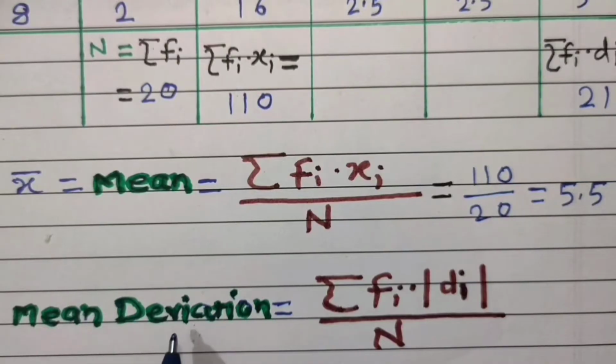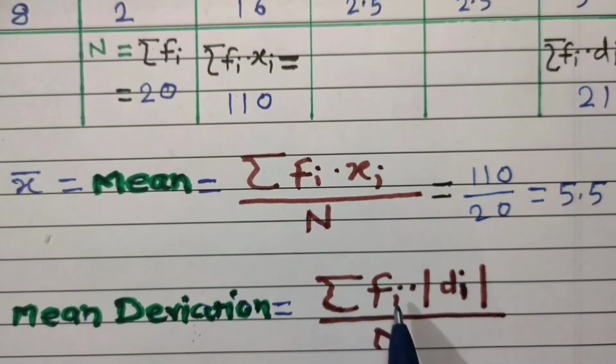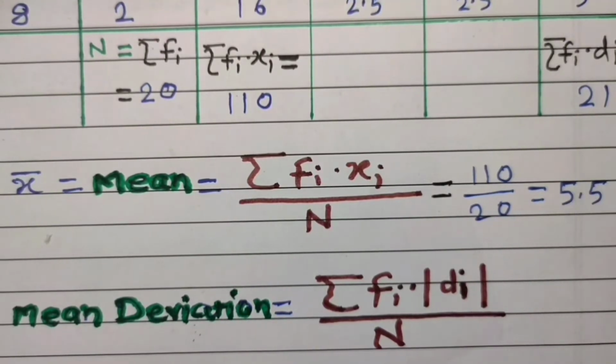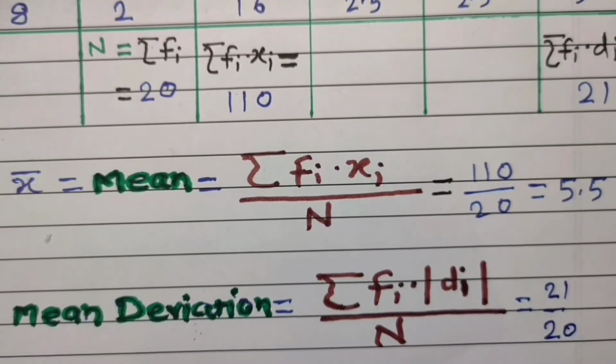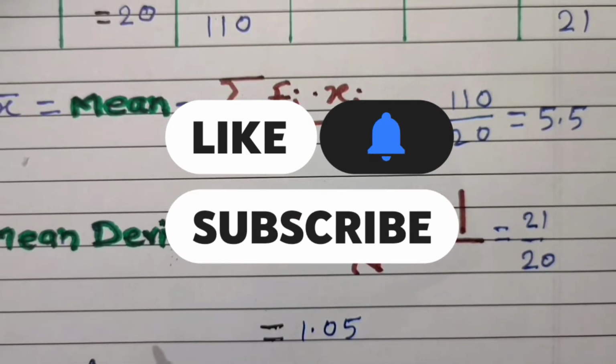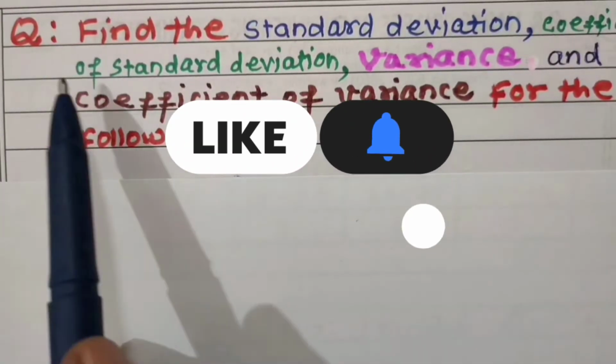Formula for mean deviation about mean is equal to summation of fi into modulus of di divided by capital N. And you know capital N is nothing but summation of fi, which is 20, and summation of fi into modulus of di is equal to 21. Okay, so this is equal to 21 divided by 20, which is equal to 1.05. This is the mean deviation and which is the solution for the given sum. Let us solve this question.